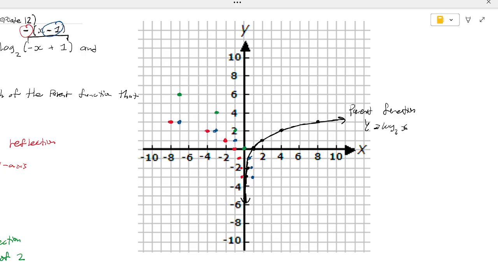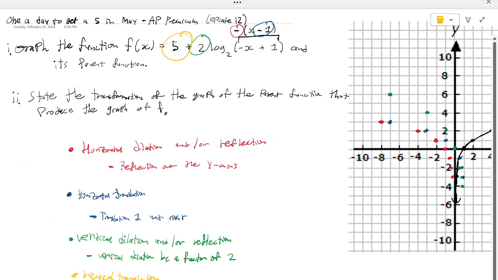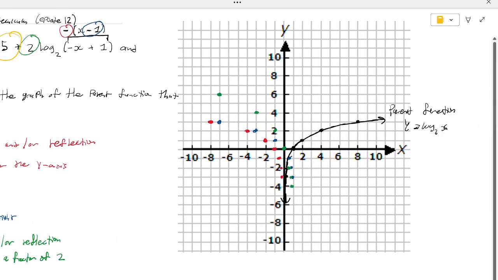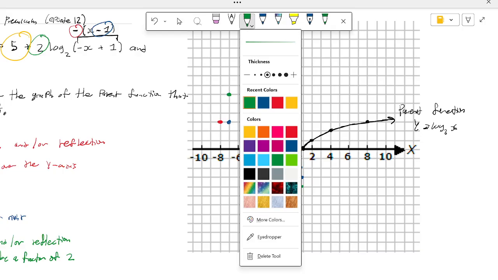And then this point here is going to get farther away from the x-axis, but it's going to be going down because it's already negative. So it's going to start to look like that. Just a little more steep. Okay, then a vertical translation. Okay, so this is our final one. 5 units up.